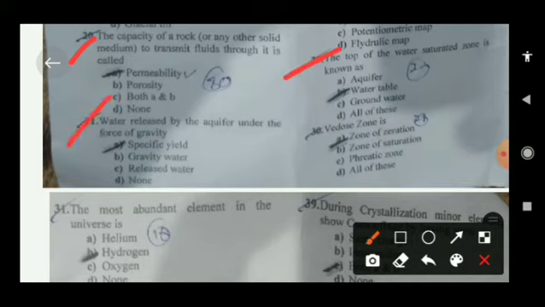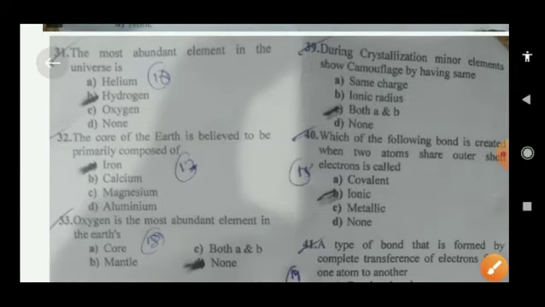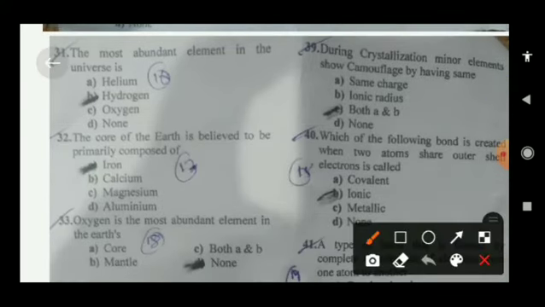Next question: Water released by the aquifer under the force of gravity is... The right option is specific yield. Next question: Vadose zone is... The right option is zone of aeration. Next question: The most abundant element in the universe is... The right option is hydrogen.